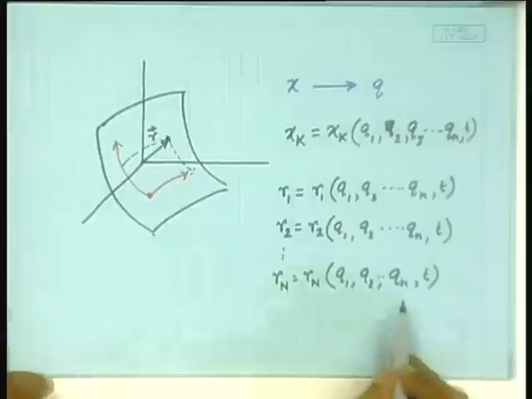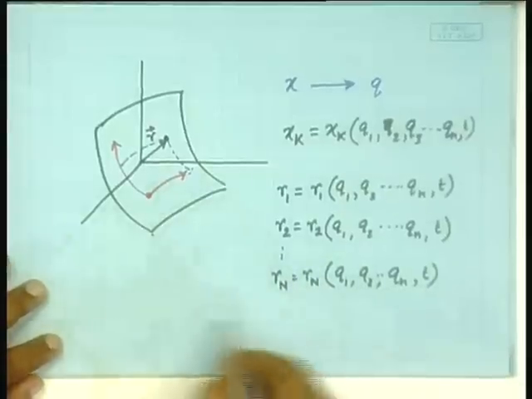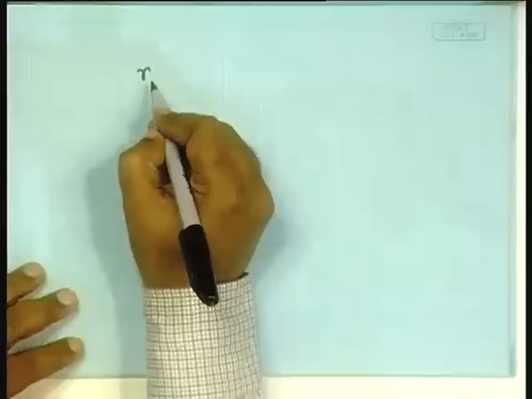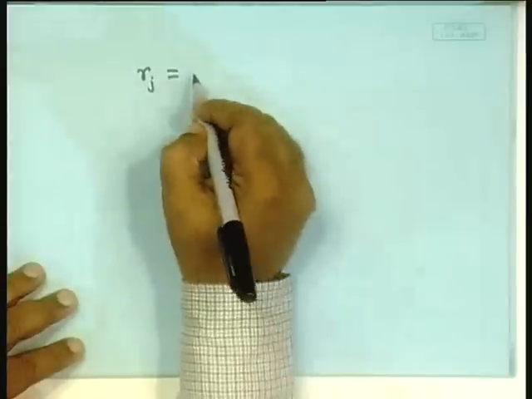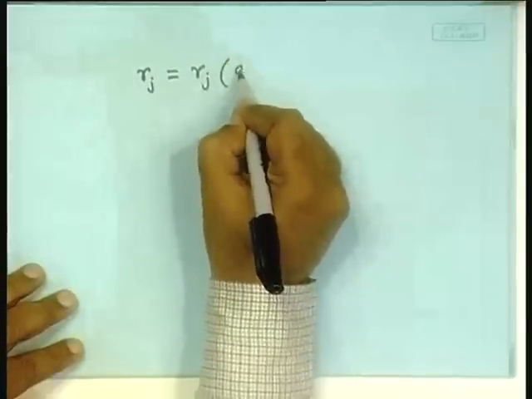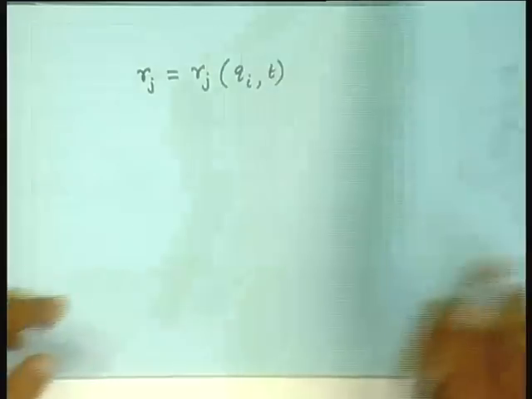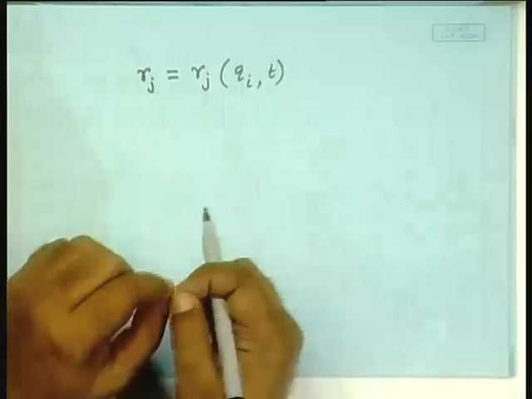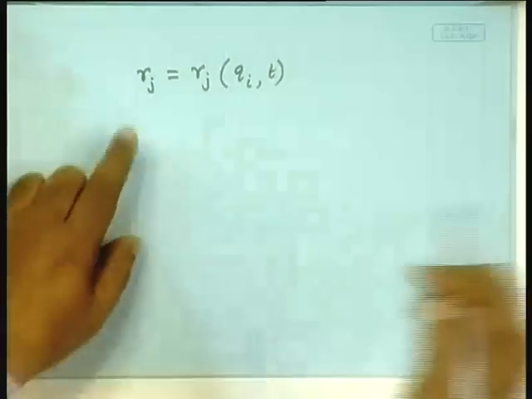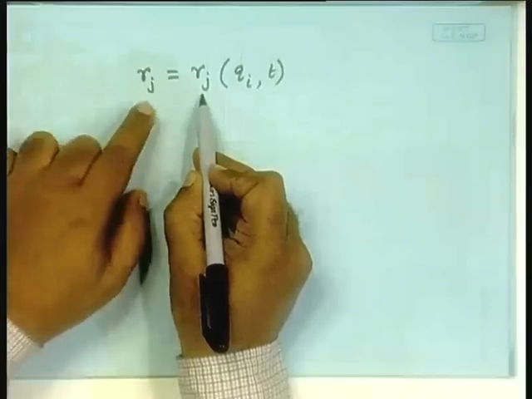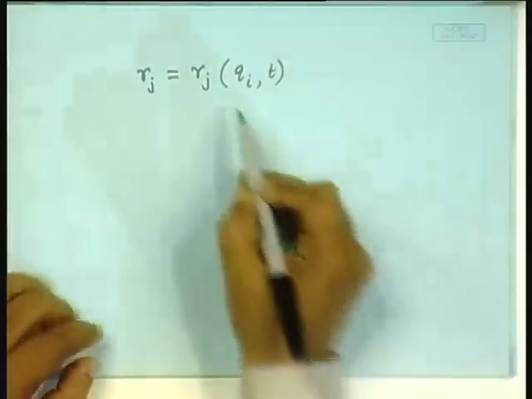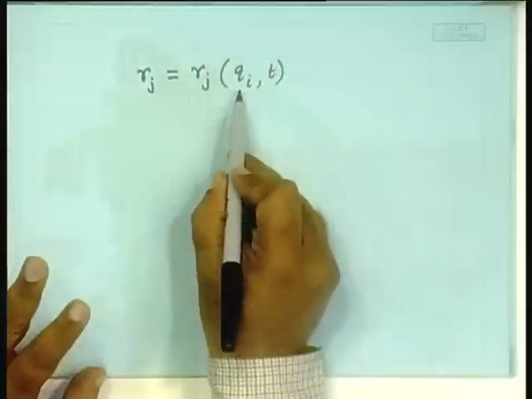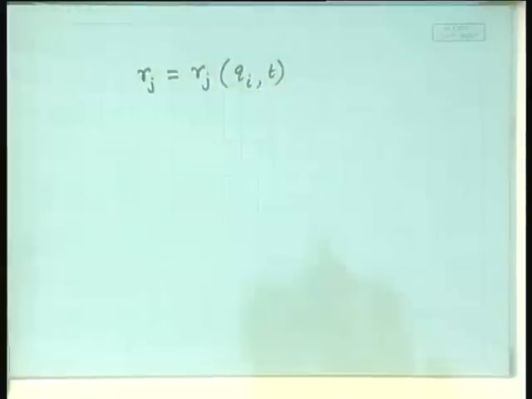Then we have this equation. In general, in short, we can write r_j is equal to r_j(q_i, t), a simple short expression of what we have written here. The jth radius vector, the radial vector from the origin to the jth mass point, is expressed in terms of the new coordinate system and time. Okay.